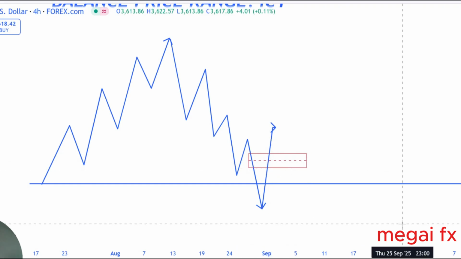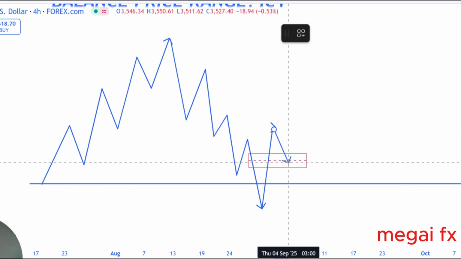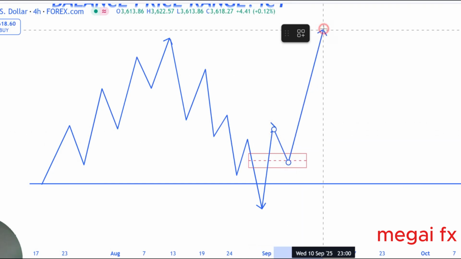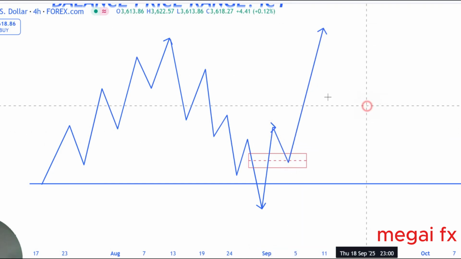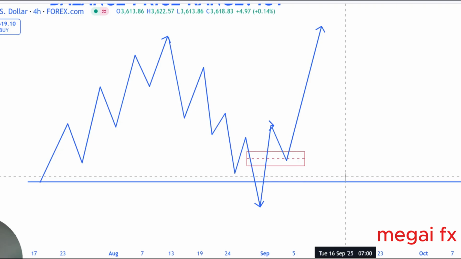The overlapping of a bearish fair value gap and a bullish fair value gap is what we call balance price range. So market often comes back, retests the balance price range to go higher. This is where you now get your entry. You understand? The overlapping of a bearish fair value gap and a bullish fair value gap after taking liquidity is what is known as balance price range.